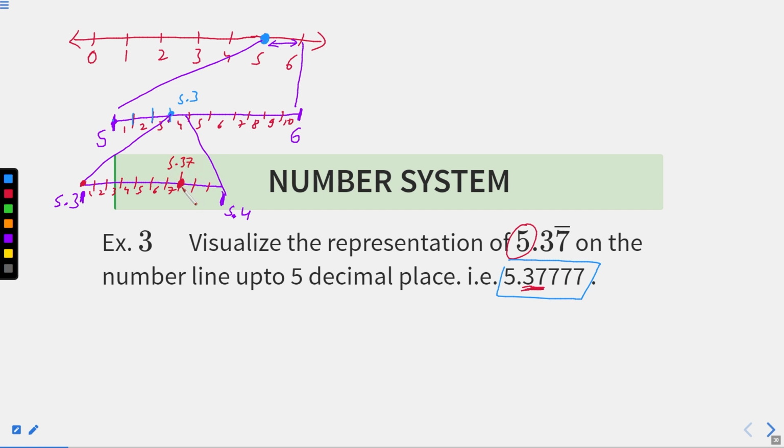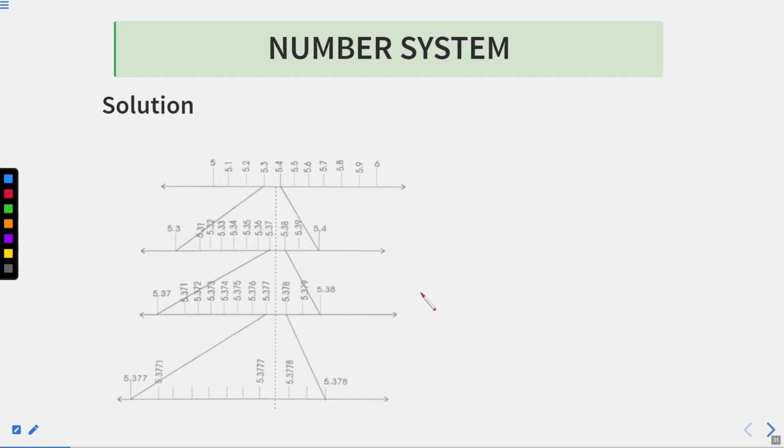So we repeat again and again until we get to this 7. In this way of magnification, we will represent our number up to 5 decimal places. Okay, clear? I hope you can carry out the remaining process. So let's move on to the next. The solution is also given, but I recommend that you try by yourself.